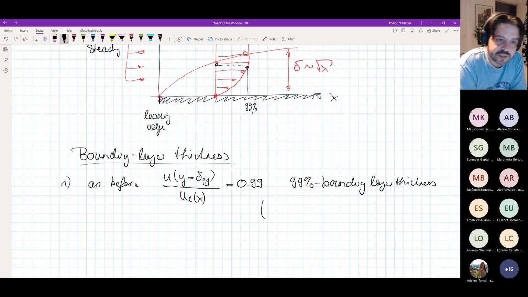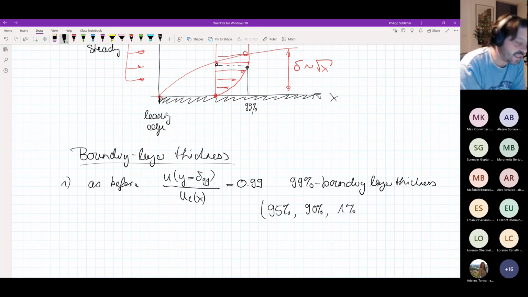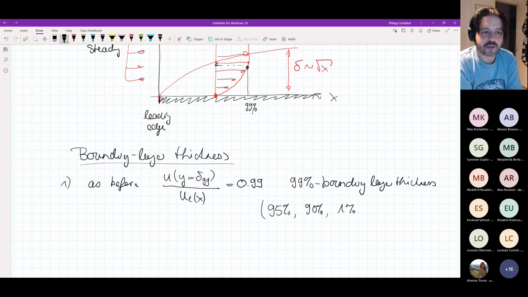It's not just 99%. Sometimes people take the 95% boundary layer thickness, or when you have a lot of fluctuations, they even take the 90% boundary layer thickness. Or as we have done for the case with the Stokes first problem, we actually have talked about the 1% boundary layer thickness. So when the velocity has decayed to 1% of the free stream or of the wall velocity. So this is the first way of estimating the boundary layer thickness.